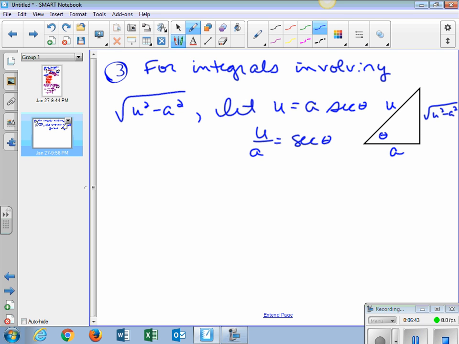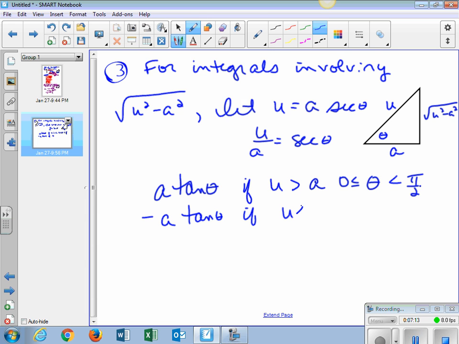So if I'm trying to rewrite this as a square root over a constant, I would have to be using tangent. So actually, I would be using a times tangent of theta if u is greater than a, and theta would be between 0 and pi over 2. And I would have the opposite of a tangent of theta if u is less than negative a, and here theta would be between pi over 2 and pi. Okay, this is one that's not used as much, number 3. So let's go on and get started with some examples.